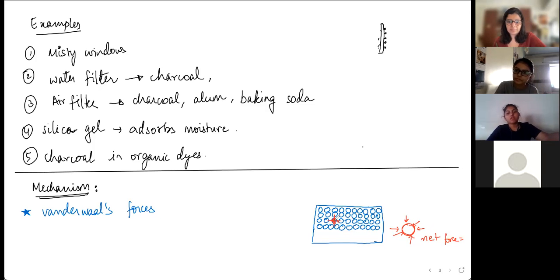So this red particle that's somewhere in the middle, within the bulk of the substance, is going to experience attractive van der Waals forces from all the particles surrounding it. Yes, ma'am, from all the neighboring particles that are touching it. Yeah, correct. So what will be the net force on this particle?